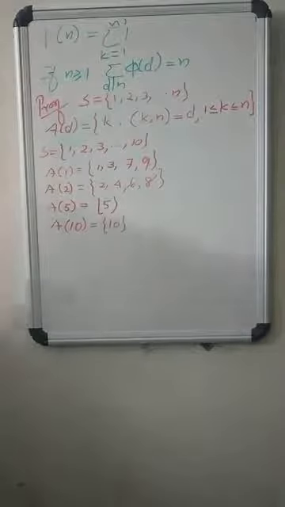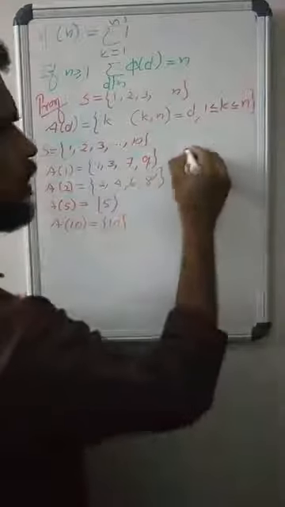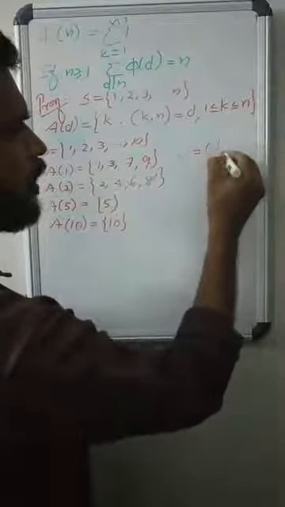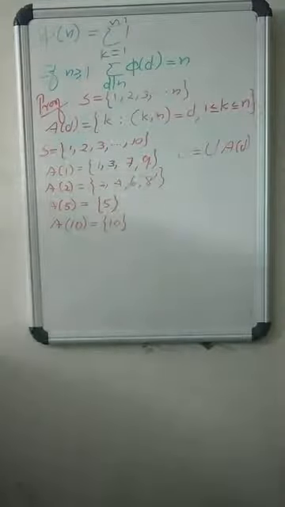That means this A of D contains those elements of S which have GCD D with n. Then the sets A of D form disjoint sets. Moreover, S equals the union of A of D. Further, these A of D's are mutually disjoint.